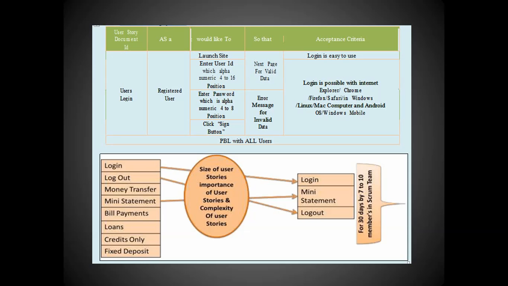For a 30-day sprint, by 7 to 10 people in the scrum team itself. This is the size of the user stories, the importance of the user stories, and the complexity of the user stories. Based on that, we need to start the designing, implementation, coding, and testing itself.